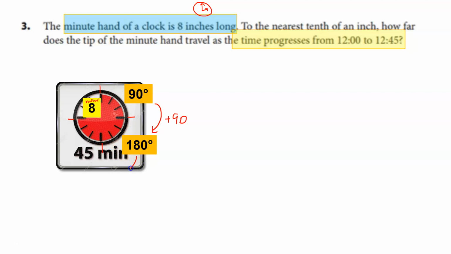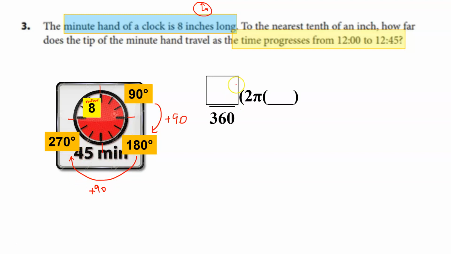180. Let's add one more 90. What would that be? 180 plus 90 is 270. So now we have our angle measure. Now we can place our angle and our radius. So is 270 or 8 the angle? Which place should they go? 270 should go in the degree and 8 should go for radius.